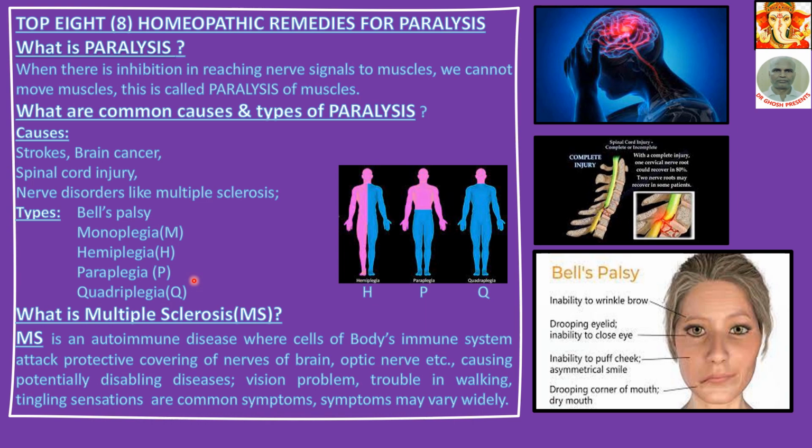What are common causes and types of paralysis? Causes: strokes, brain cancer, spinal cord injury, nerve disorders like multiple sclerosis. What is multiple sclerosis? Defined later on. Types: there are types of paralysis.